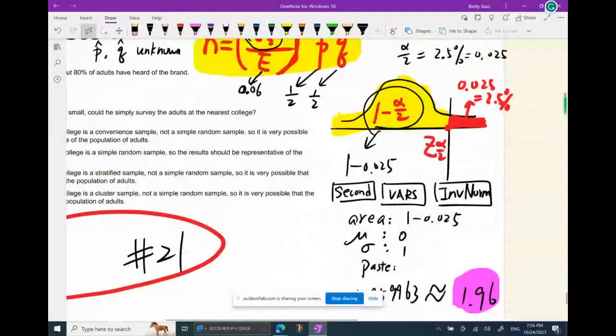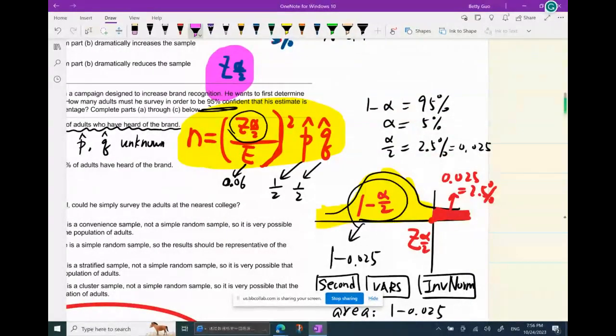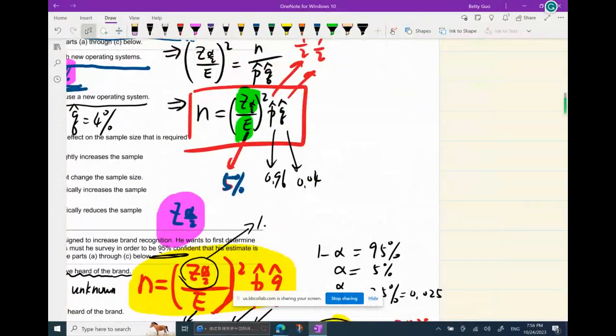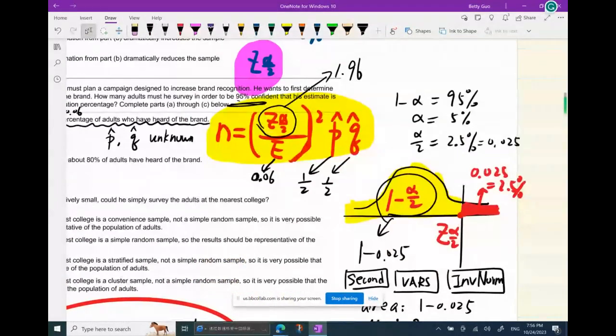So now we are ready to enter everything in a calculator. Use the formula to find the n. Would you like to do that with me on your calculator? So z here is 1.96. What I would do is this: 1.96 divided by 0.06. I have 32.6666 repeating. That's the quotient.